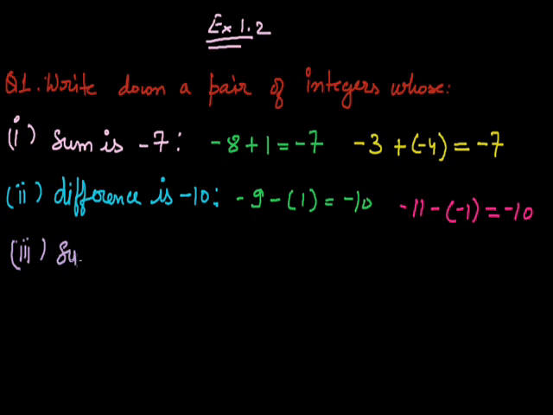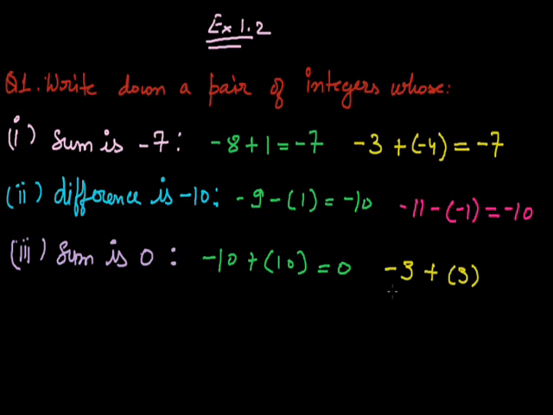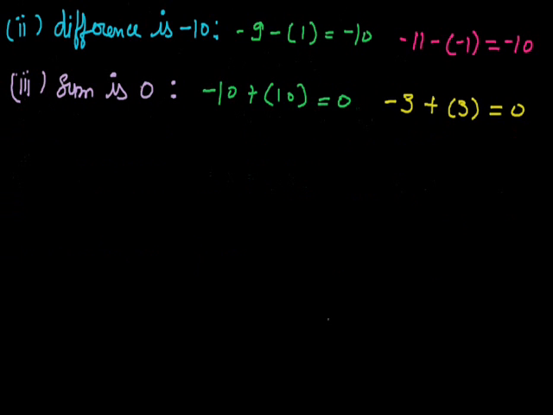Third, sum is 0. Now we have many pairs whose sum is 0. This is also an identity: if we take a number with a positive sign and another number with a negative sign, a positive number and a negative number with the same numerical value, their sum will always be 0, which is the additive identity. You can take another pair, -3 plus 3. The sum is 0.